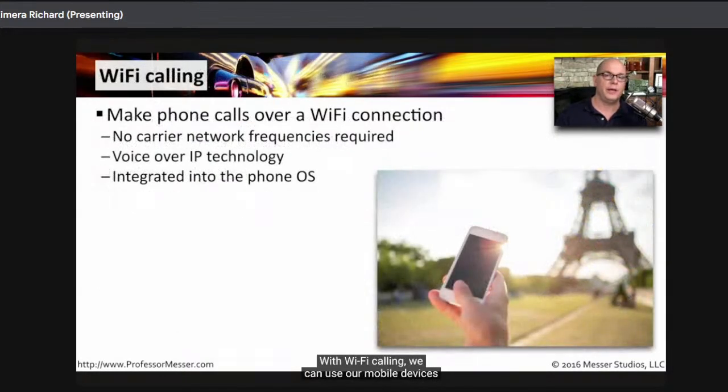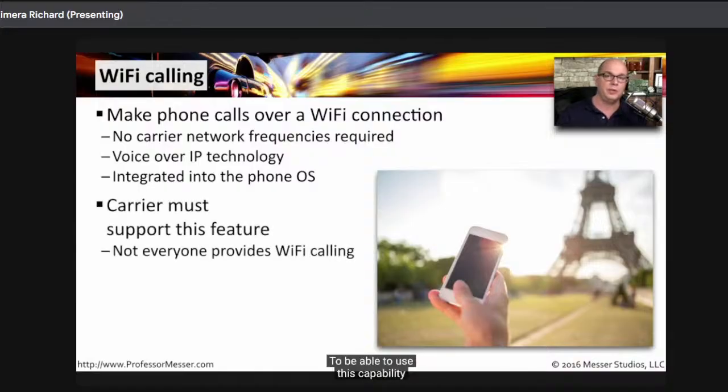With Wi-Fi calling, we can use our mobile devices to make calls over a Wi-Fi connection instead of using a traditional cellular phone company's frequencies. This uses voice over IP technology, and it's usually integrated into the phone's operating system. To be able to use this capability, it has to be a feature enabled by your carrier. Not every carrier is going to support Wi-Fi calling.